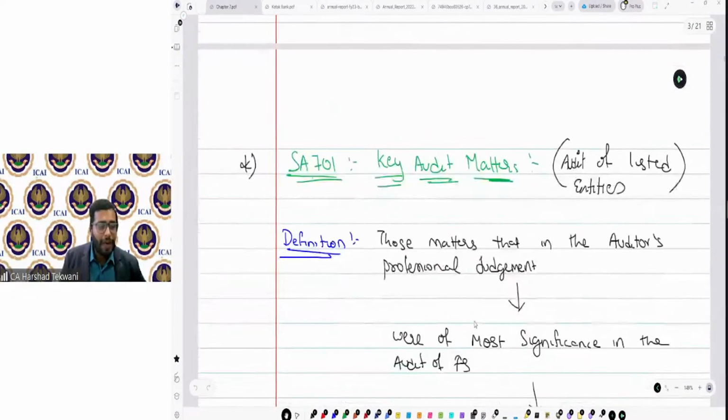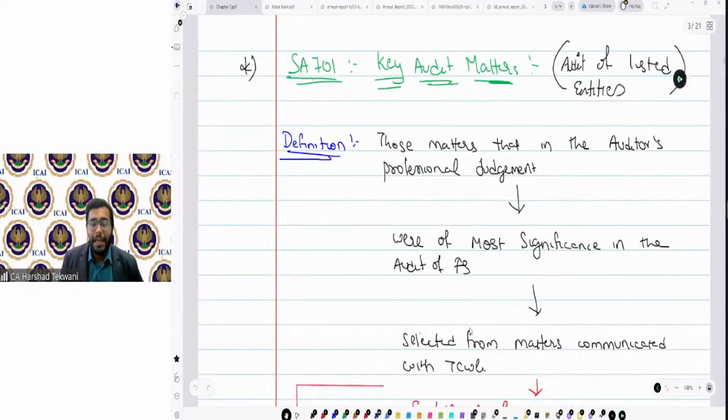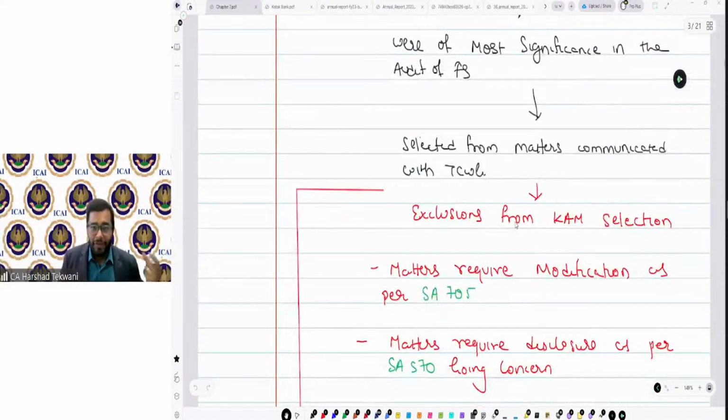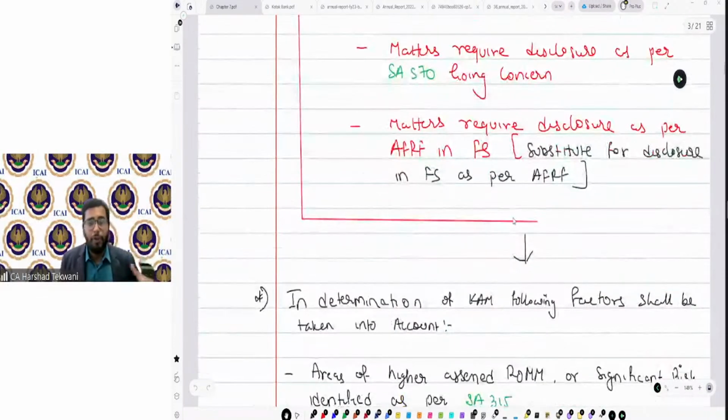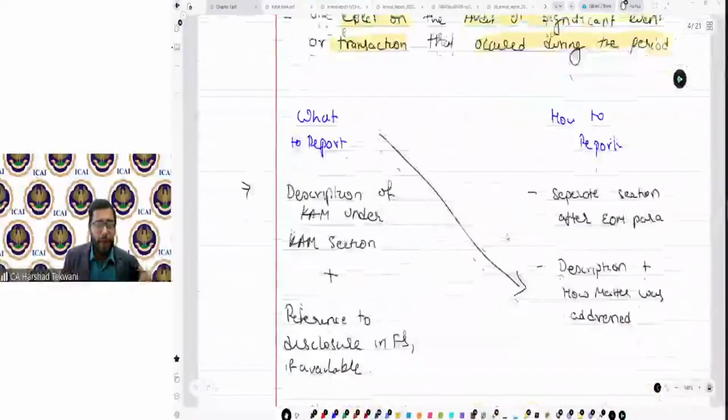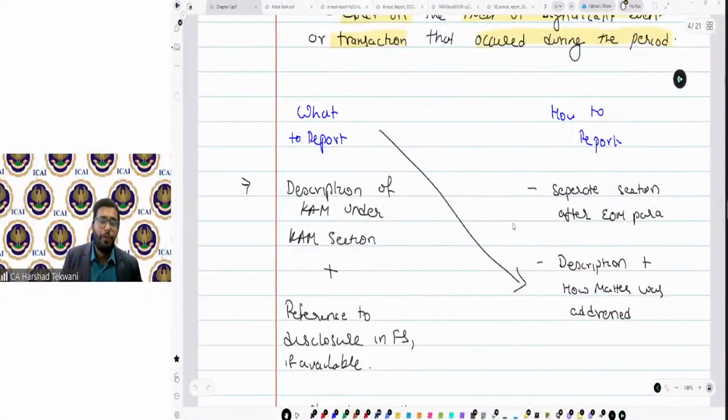After that, we understood SA 701 in detail, like key audit matters, which matters can be classified as a key audit matter. Then what are the exclusions from the key audit matter? We saw the real life examples of the key audit matter. Okay, and then we understood how to report and what to report with respect to the key audit matters. We also saw an example where there was no key audit matter to be reported.